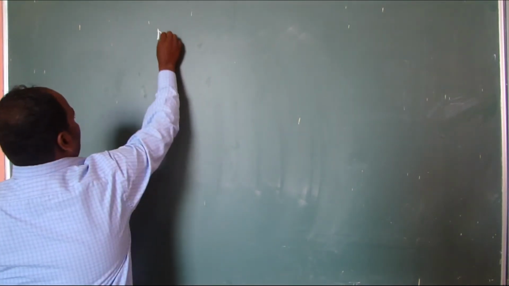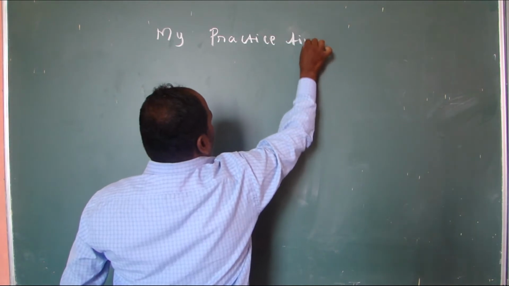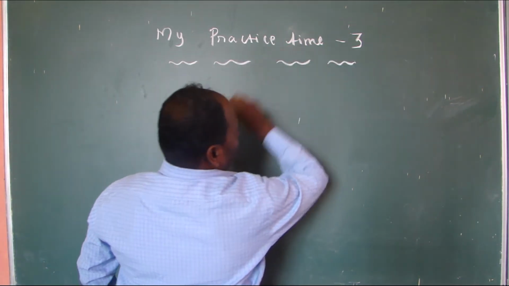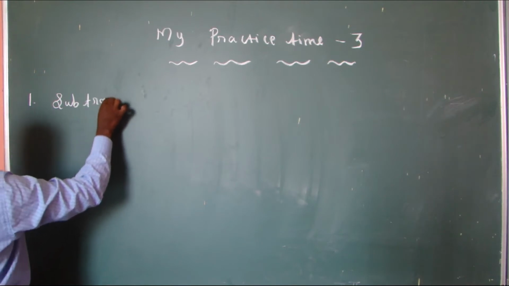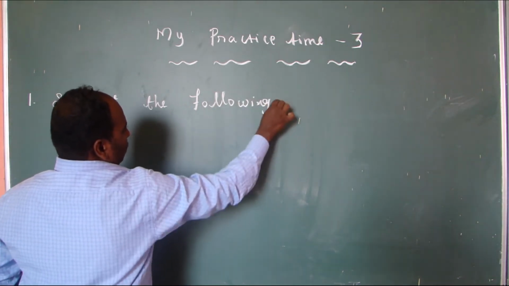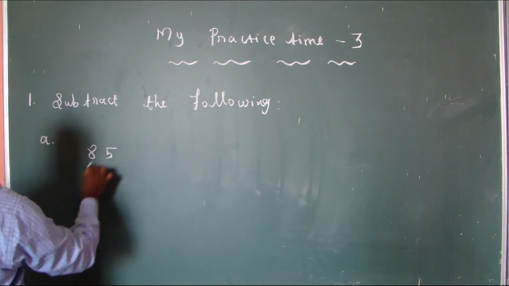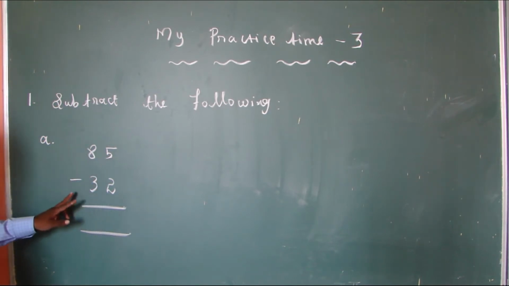My practice time 3. First one, subtract the following. First question: 85 minus 32.